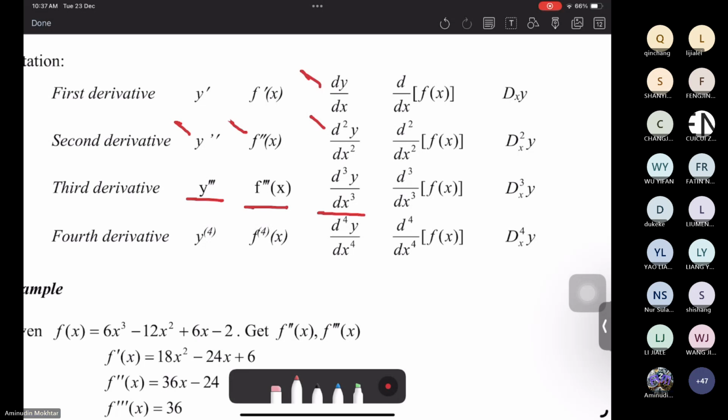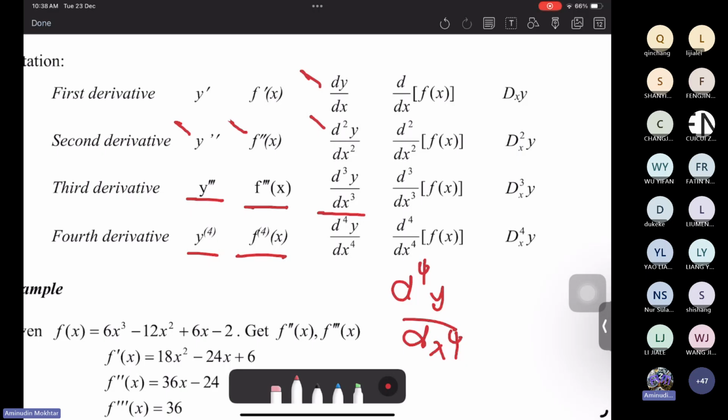For the fourth derivative, we just use y to the power of (4) and f^(4)(x), or d to the power of 4 y over dx to the power of 4, and so on. Normally in practice we just find the first and second derivative, but in theory we can also calculate the third, fourth, fifth, and so on derivative of any function.